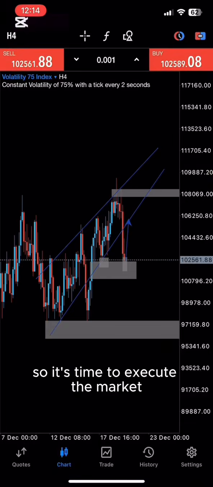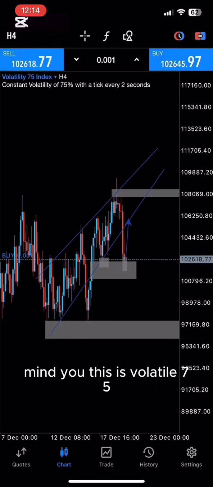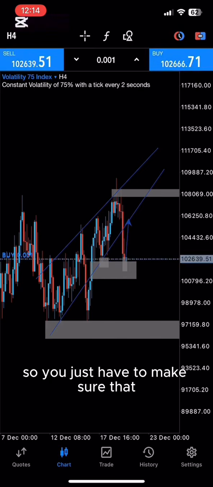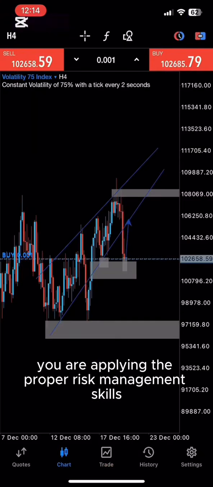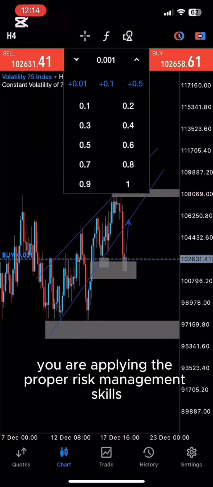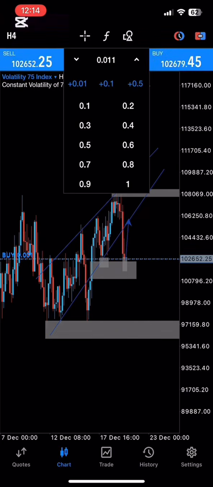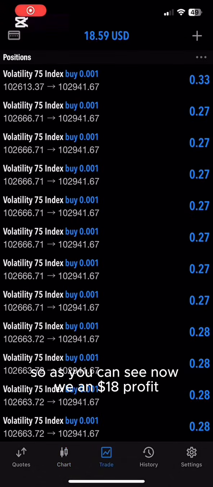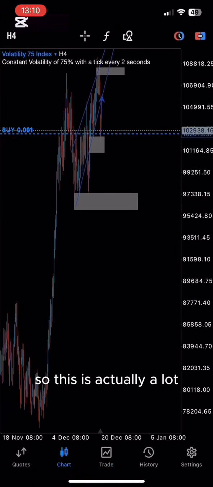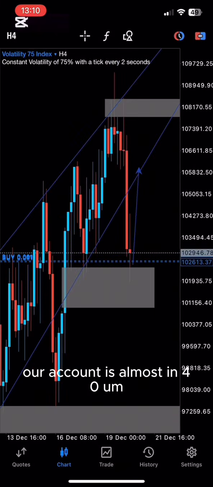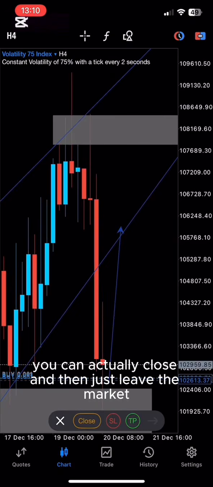So it's time to execute the market. Mind you, this is volatility 75. It's a very volatile market, so you just have to make sure that you are applying the proper risk management skills. As you can see, now we are at an $18 profit. So this is actually a lot. Our account is almost at 40. You can actually close and then just leave the market.